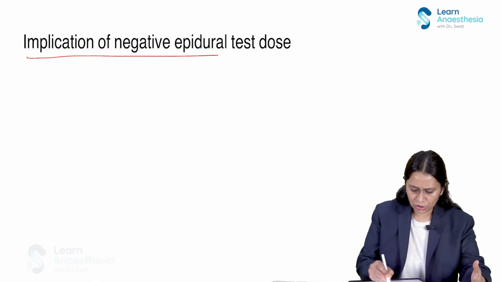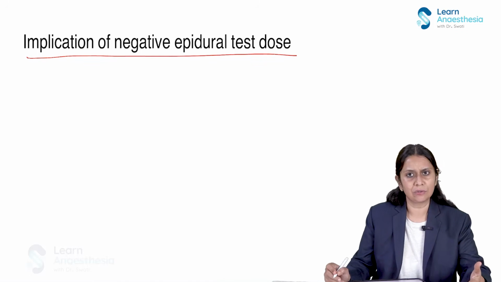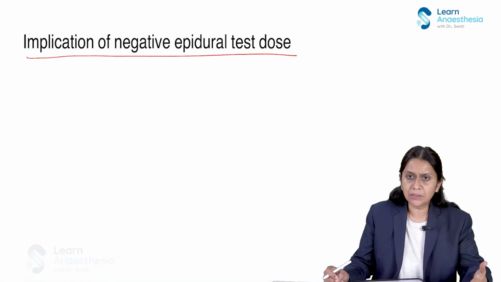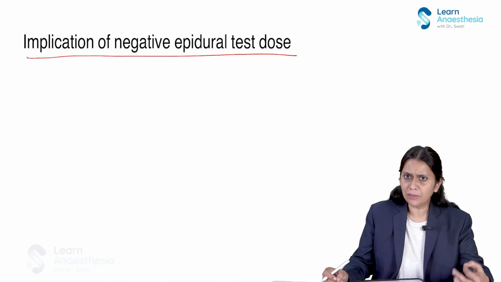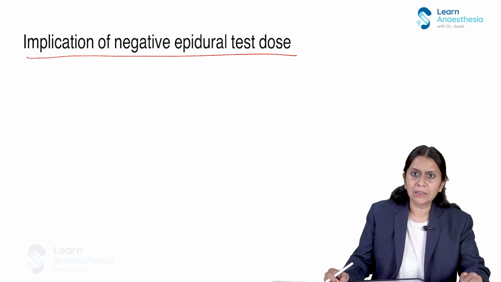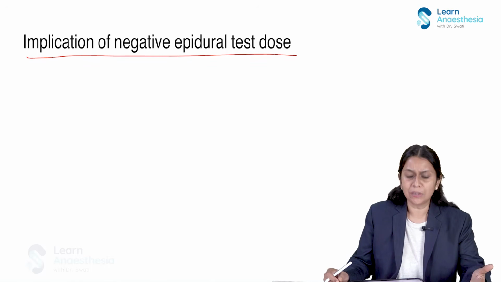Now, what is the implication of a negative epidural test dose? That is, we have given the test dose and it seems the catheter is not in the IV or the subarachnoid space. It rules out the possibility of the catheter being in these two spaces, but it is not necessarily so. Though it increases the safety of our drug administration in the epidural space, it does not 100% guarantee that the catheter is not in a vein or the subarachnoid space.